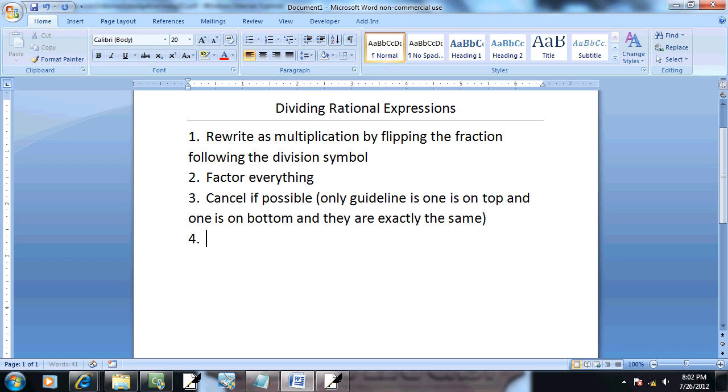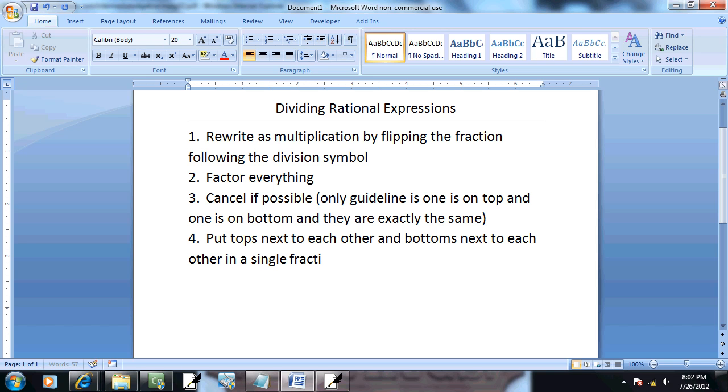Step 4. Now here's the kind of tricky part. Typically in books this is written like multiply the top parts together, multiply the bottom parts together, but a lot of times they don't actually multiply them together, they just put them next to each other. So I'm going to say put the tops next to each other and bottoms next to each other, numerator denominator, in a single fraction. So I think this is probably the most popular one in books, though they do different things, different books.